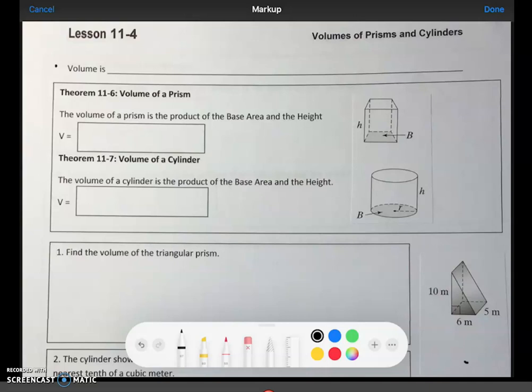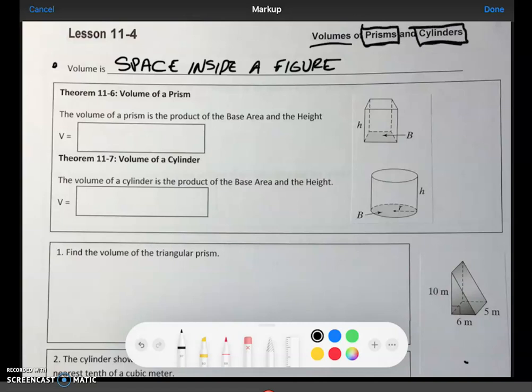All right, we are going to make the notes for 11-4, volume of prisms and cylinders. First of all, volume is the space inside a figure. My writing is horrible here. And this will be in units cubed. Volume, this is in particular for prisms and cylinders.